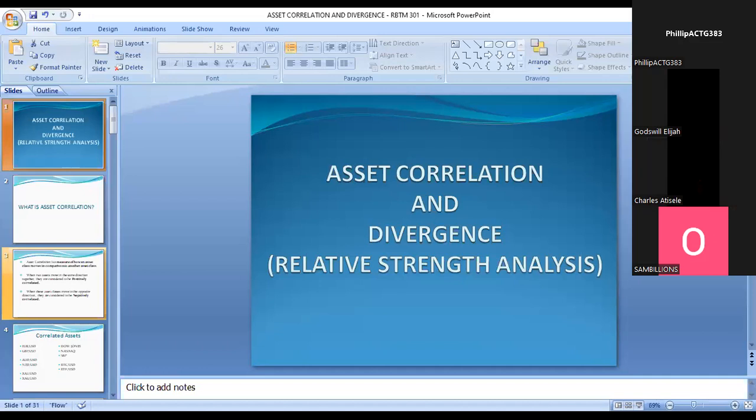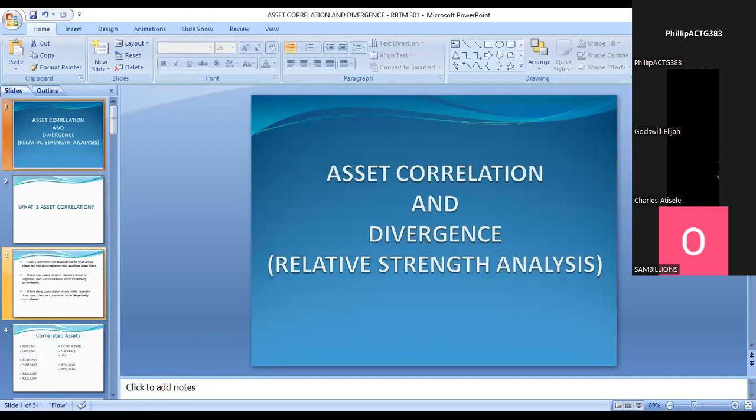And so when you have assets that move in the same direction, they are considered to be positively correlated. And when they move in the opposite direction, that's inverse. So that means they are negatively correlated. These are assets that have correlation. They move together most often.